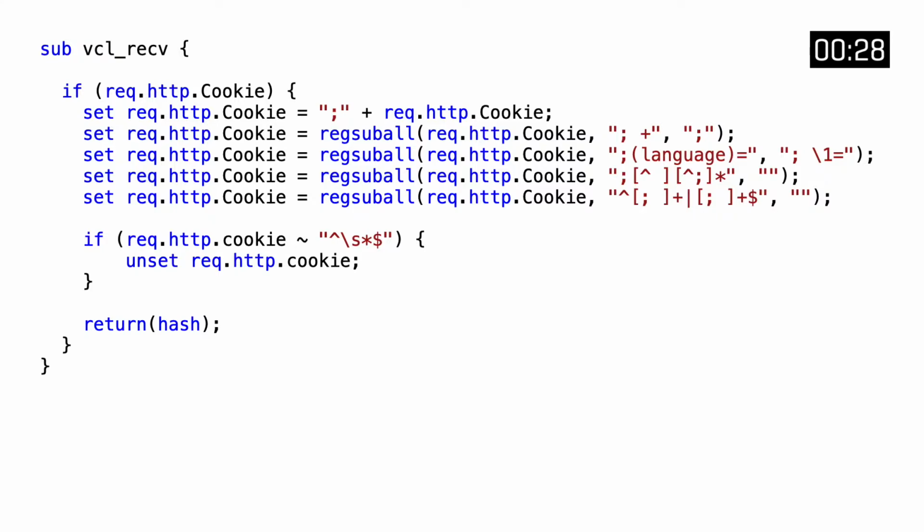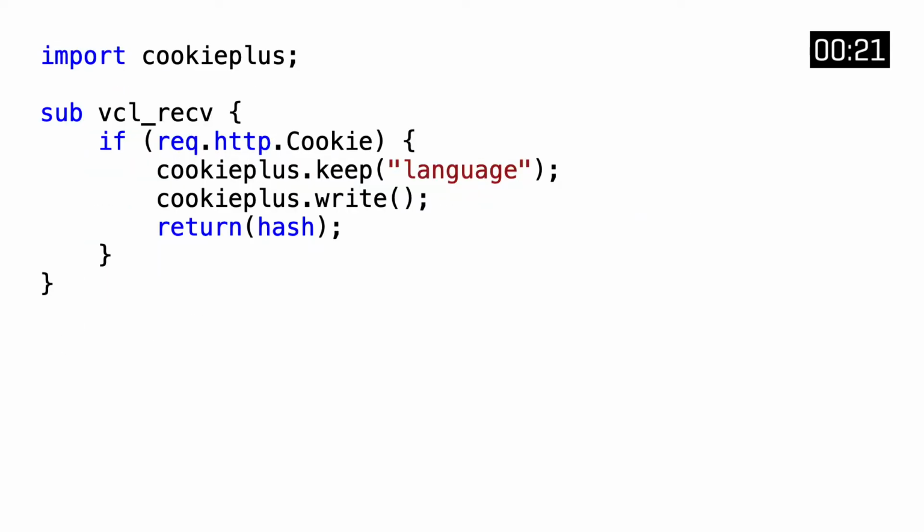The solution is to write some VCL, and in this case, internally remove all the cookies from the cookie header except the language cookie. And if you're using Varnish Enterprise, you have a clean API, and you can do this through cookie+.keep. And that will allow you to safely perform a vary cookie.